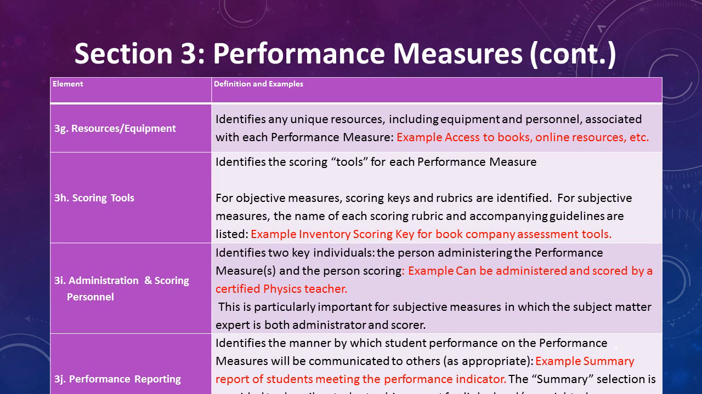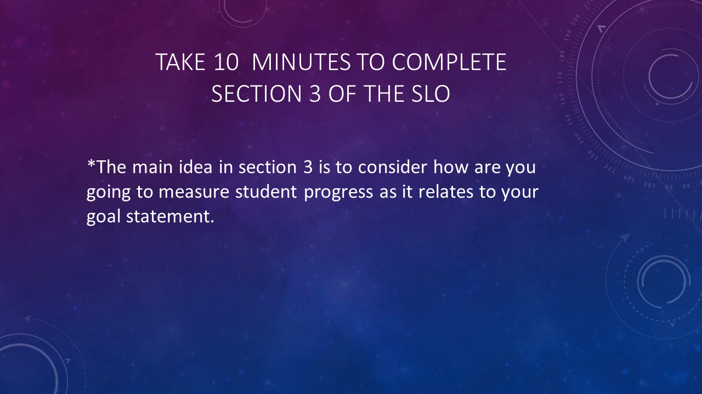Then 3J, performance reporting, identifies the manner by which student performance on the performance measure is going to be communicated to others. Maybe a summary report of the data that you see, or something to that effect. How are you going to report through this data? So now let's take 10 minutes to complete section 3 of your mini project on the SLO. Remember, the main idea in section 3 is to consider how are you going to measure your student progress as it relates to your goal statement.